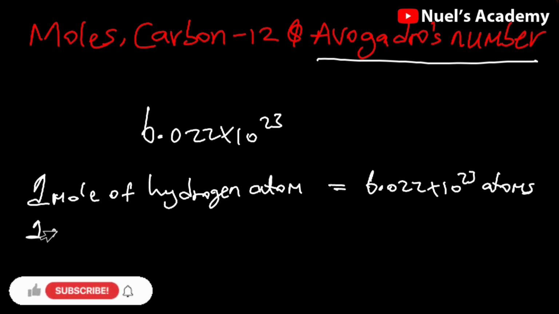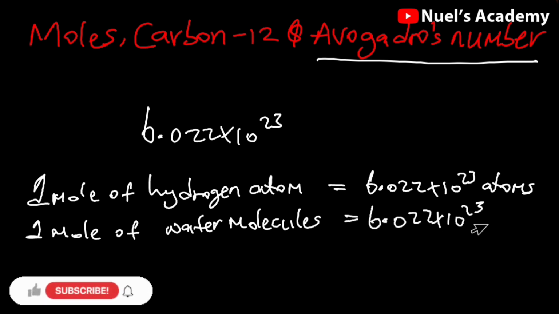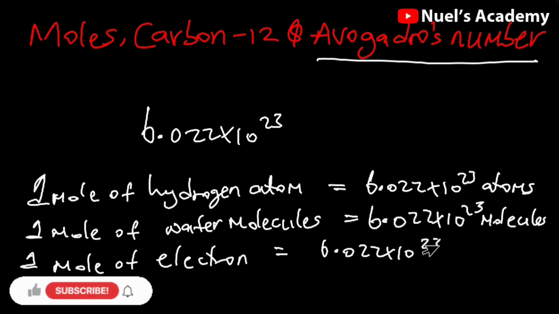Then 1 mole of water molecules is equal to 6.022 times 10 raised to the power 23 molecules. Then 1 mole of electrons is equal to 6.022 times 10 raised to the power 23 electrons. So this is the end of this video.